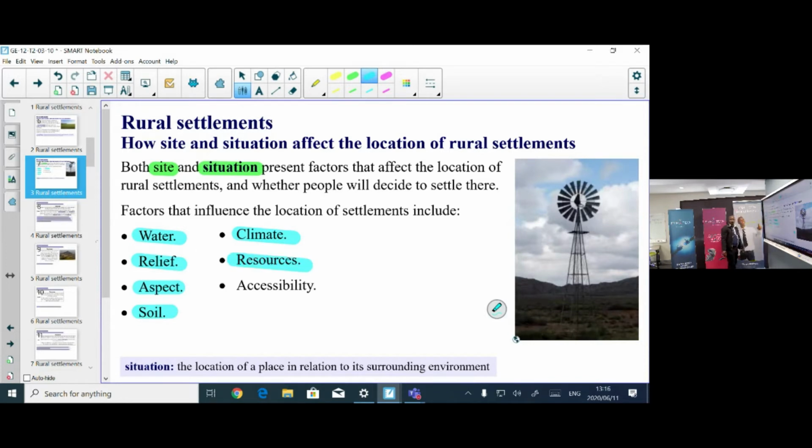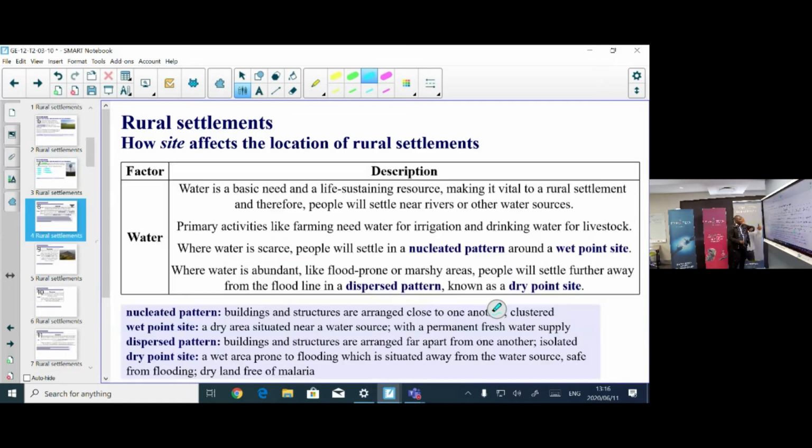The resources: you may talk of resources that people are sustaining their lives on, like wood, which will provide timber for building their homes. You may talk of energy. People need those resources for day-to-day survival. Then accessibility. This is the way a place can be reached by different means of transport.